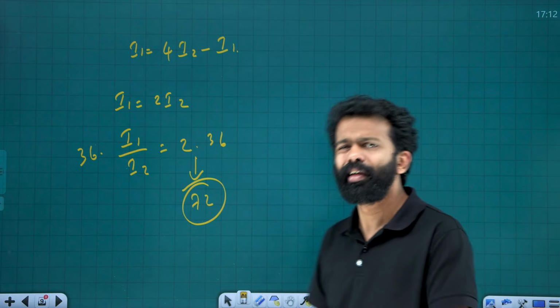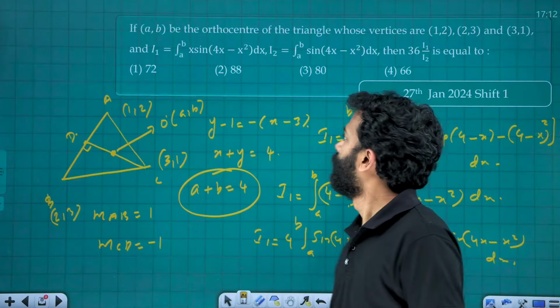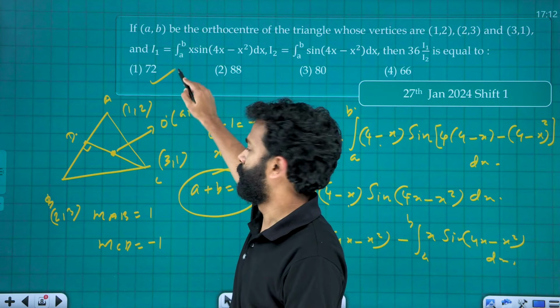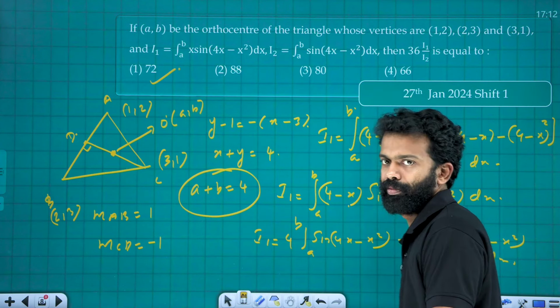A very easy question, a regularly asked question. So 72 means option number 1. That's the correct answer. Hope you got the idea here. We can move to the next one.